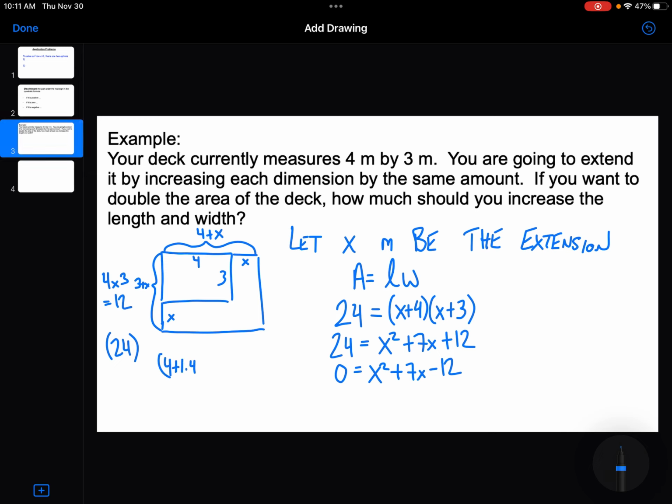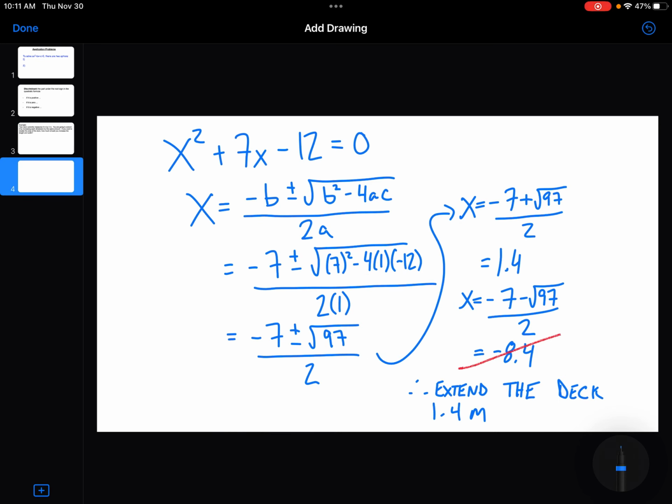Now, if we wanted to check and see if we were right, what we could do is 4 plus 1.4 times 3 plus 1.4 equals, well, that's going to be 5.4 times 4.4. And then if we were to actually multiply that together, we're going to end up getting 23.76, which isn't quite 24, but that's because we've rounded throughout the question. So this is close enough that we know that our answer then would be correct, but we've rounded. If you ended up saying this as your answer, it would technically be correct, but that's not how we talk in the real world.